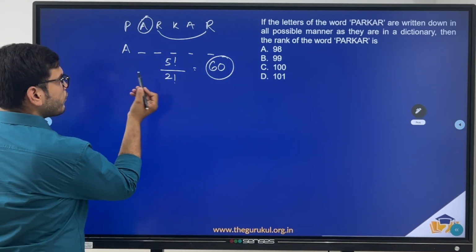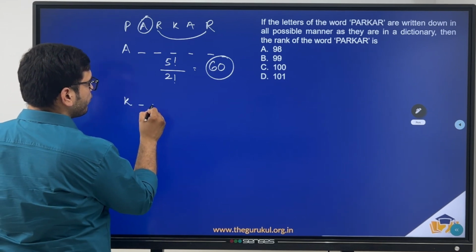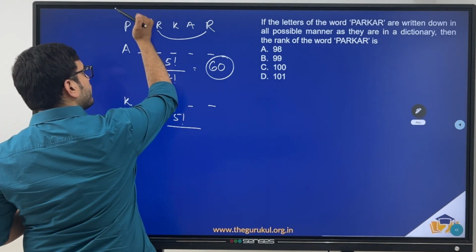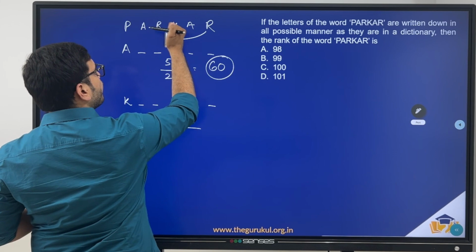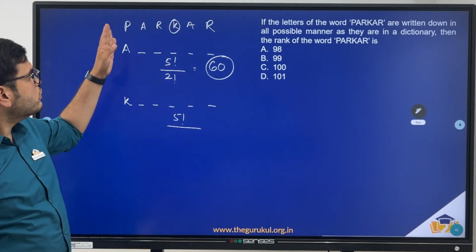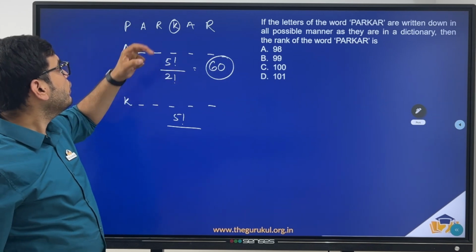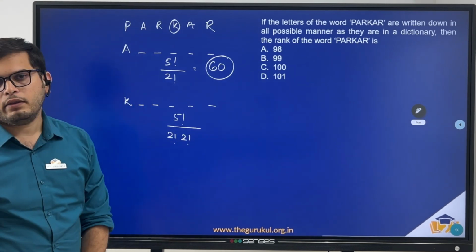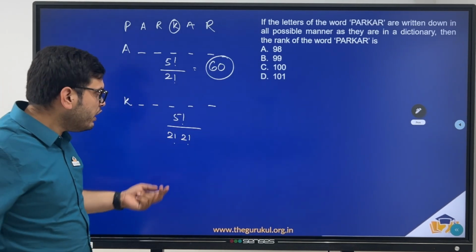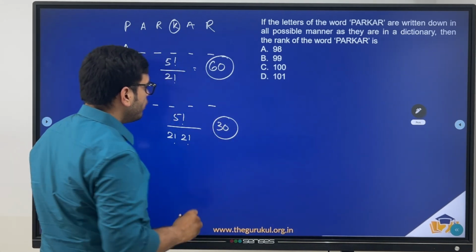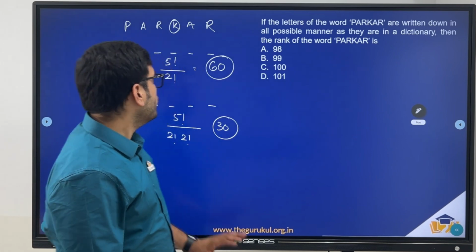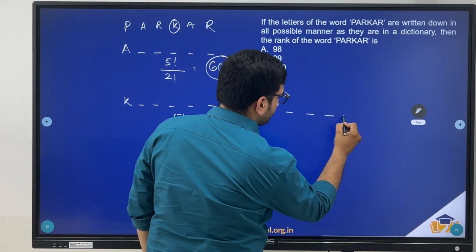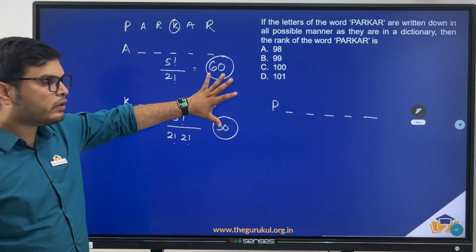Now after A, the next letter in the alphabetical order is K. Again, we will be having 5 factorial by. Now, once we have K as the first letter, now A is free. Now K is fixed, right? So among the 5 letters, you have two R's and two A's. So you will be having 2 factorial into 2 factorial in the denominator. Now what is 5 factorial? 120, 120 by 4. You have 30 words with K being the first letter. Right. So we are done with A, we are done with K. Then next comes P. Right. So we are done with 90 words.